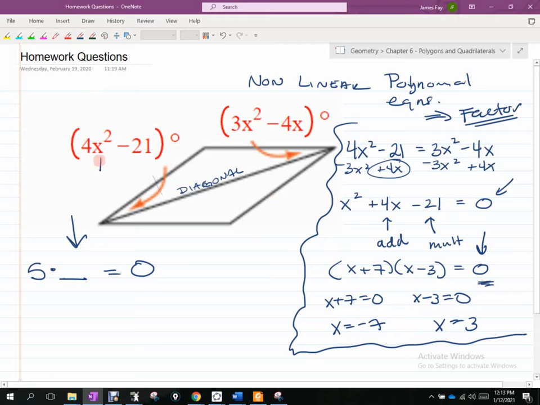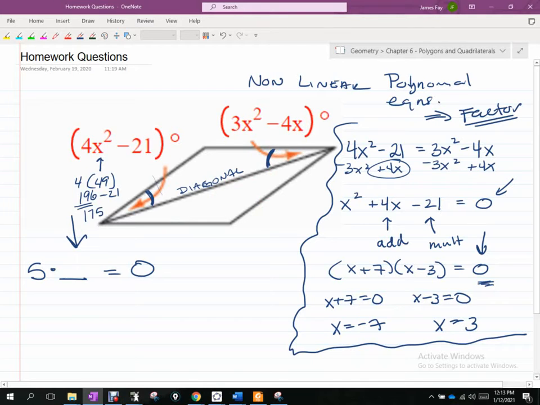I'm going to put negative 7 in here. What's negative 7 squared? 49. What's 49 times 4? What's 50 times 4? 196. So 196 will be that total, right? 196 minus 21 would be? 175. So we're saying that angle right there is 175. Therefore, what would this angle here be? 175.